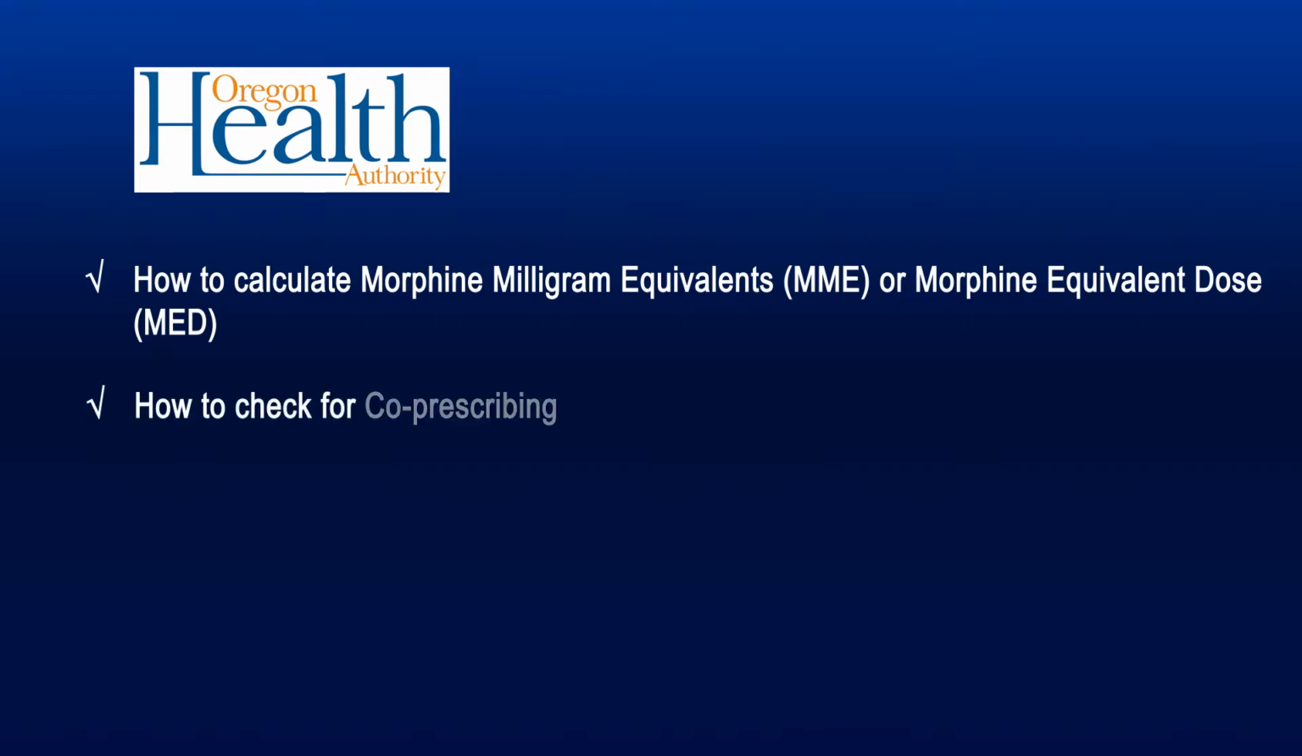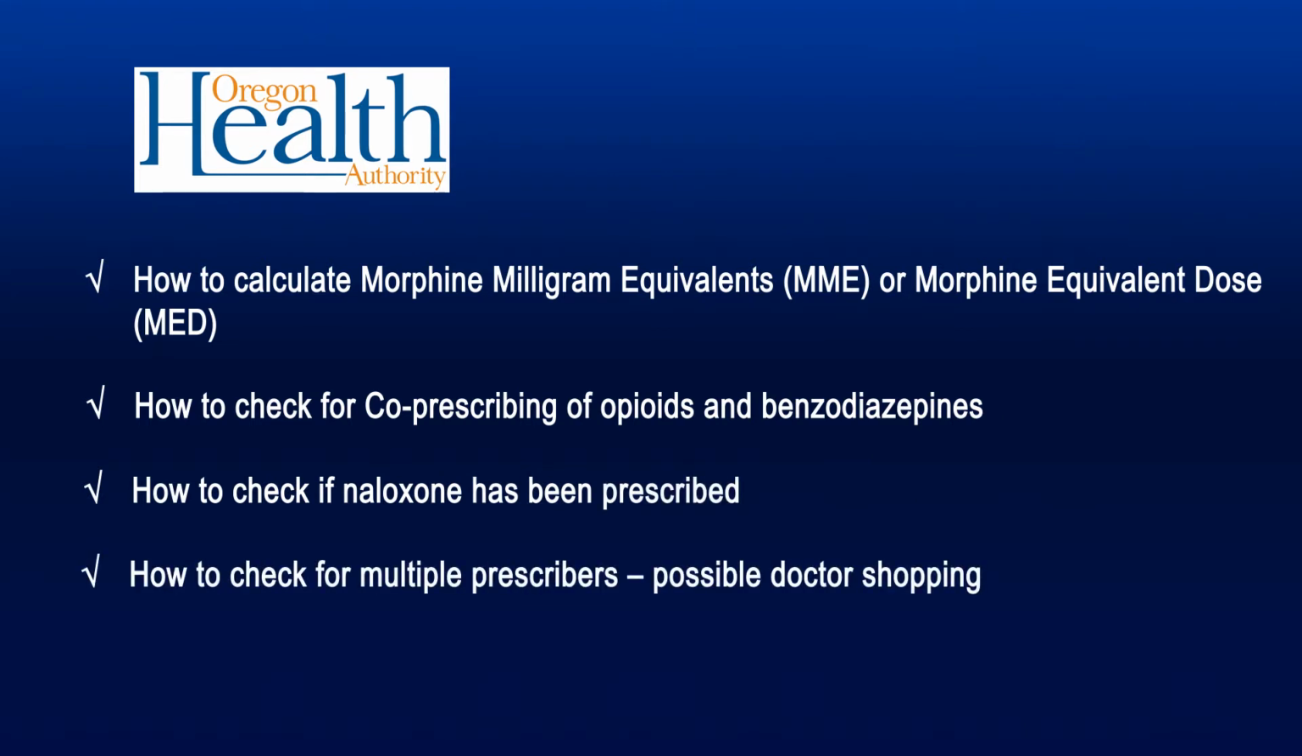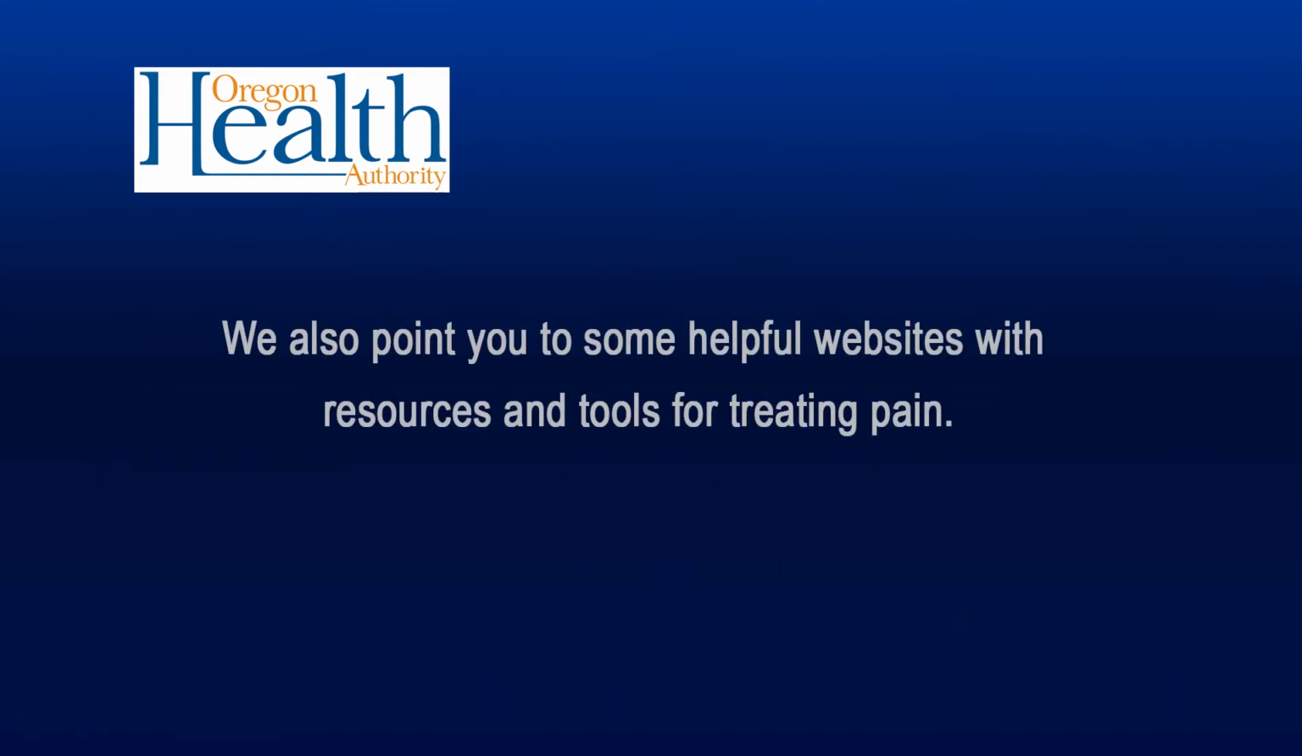How to check for co-prescribing of opioids and benzodiazepines. How to check if naloxone has been prescribed. How to check for multiple prescribers, possible doctor shopping. We also point you to some helpful websites with resources and tools for treating pain.